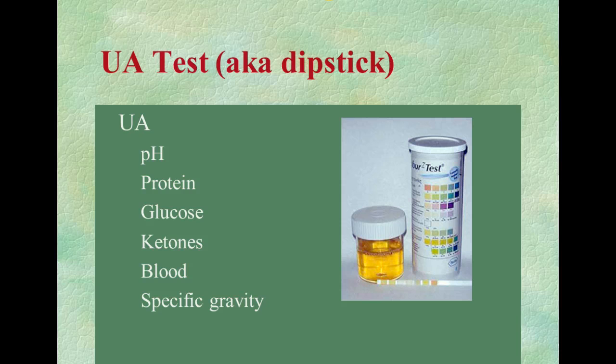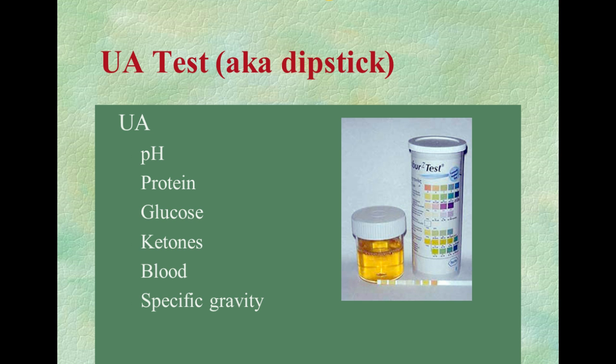So the UA test, often called a dipstick, looks at different values. Typically, this is a clean catch. It's done midstream, and the patient is instructed to clean from front to back and initiate this urinary stream, and then pass a container into the stream of urine. It's about 30 to 60 milliliters is needed to obtain this. The first value you're looking at is the pH, and it identifies the acidity of the urine. Normal value is 4.6 to 8.